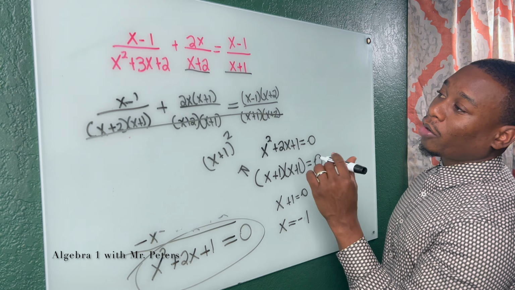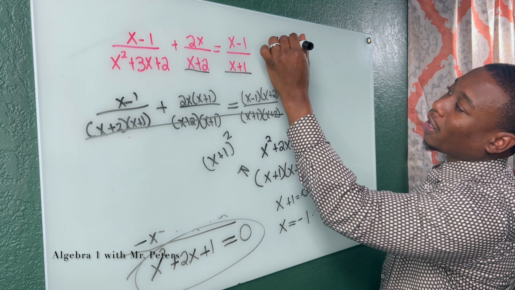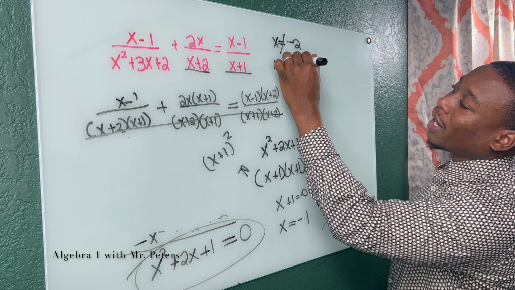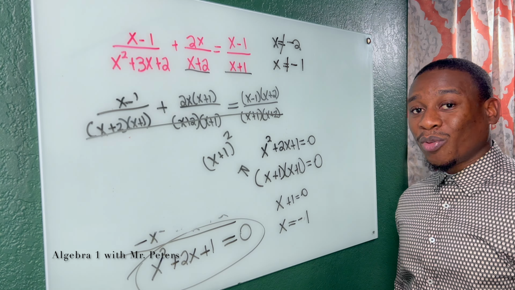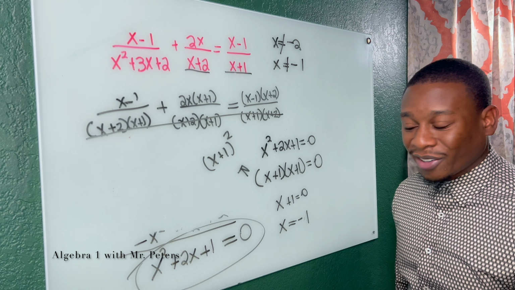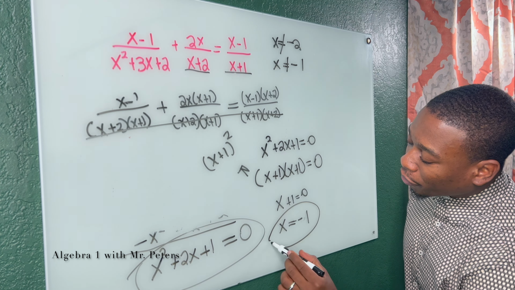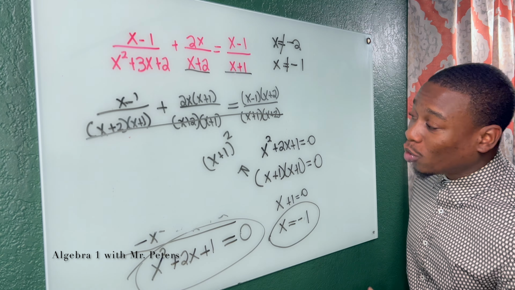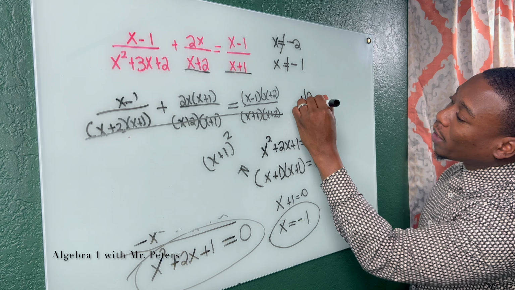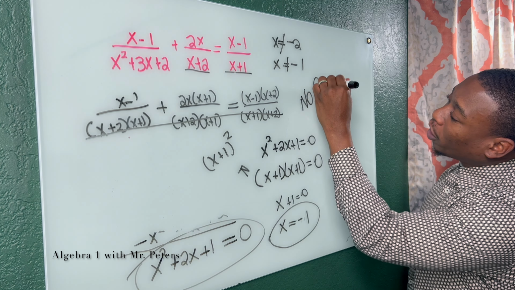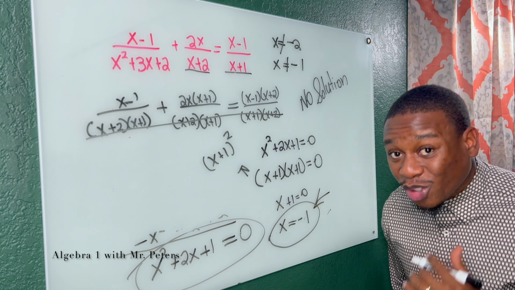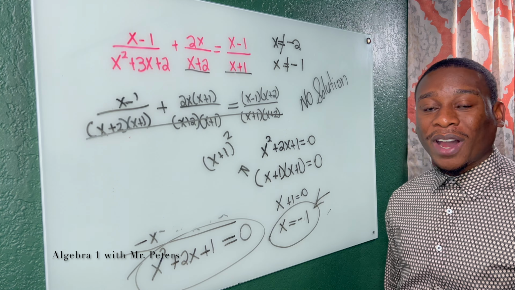Well, when we look up here, we know that x cannot be equal to negative 2, and we know x cannot be equal to negative 1 because we're going to have a 0 in our denominator. So even though we were able to factor and get an answer here, the actual answer for this would be no solution, because the answer that we got was an extraneous solution. It will not satisfy the equation.